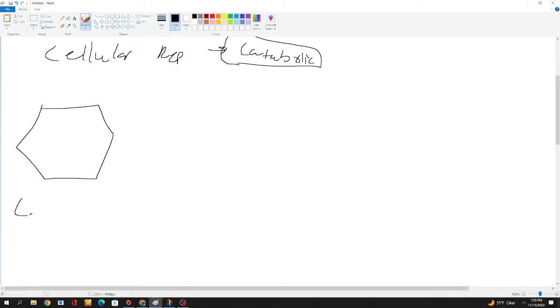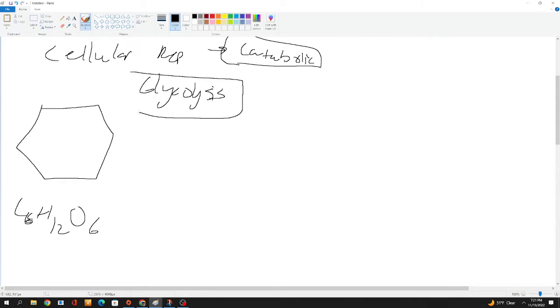Glucose in particular, and the formula for glucose is C6H12O6. And what's going to be happening to sugar in glycolysis is that the sugar enters the cytoplasm, and that is where glycolysis takes place. Sugar enters the cytoplasm, and a bunch of enzymes basically come towards that sugar and start breaking it down.